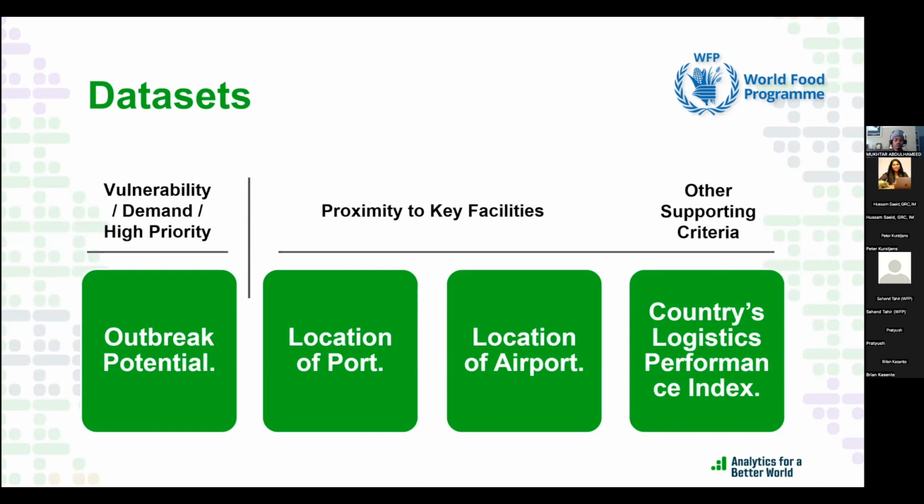So these are the data sets that we have. We have the outbreak potential, which was downloaded from the IHME, Institute of Health Metrics and Evaluation. It ranked all the districts from 1 to 10 in terms of potential. So you compare this information with other information, of course, like population, health infrastructure, and so on, to make it more robust. And on the other side, when we want to choose the district, we will look at the location of ports, location of airports, and country logistic performance index. The location of ports and airports are from WFP, and the country logistic performance index is from the World Bank.